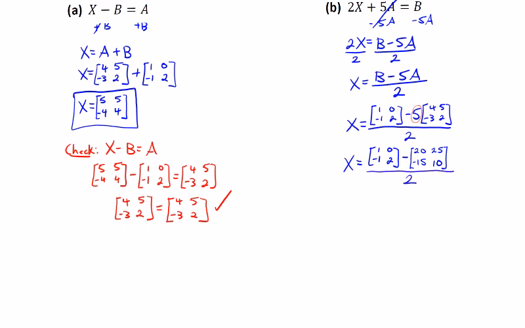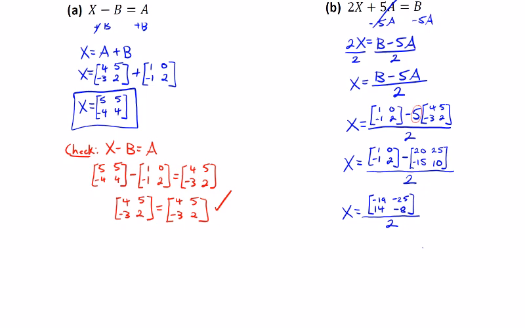Now I want to perform the subtraction with the B and the 5A matrix. That should result in just a single matrix. Let's see, 1 minus 20, negative 19. 0 minus 25 is negative 25. Negative 1 minus negative 15 will be positive 14. And then finally 2 minus 10 to get negative 8. So all of that is divided then by 2.